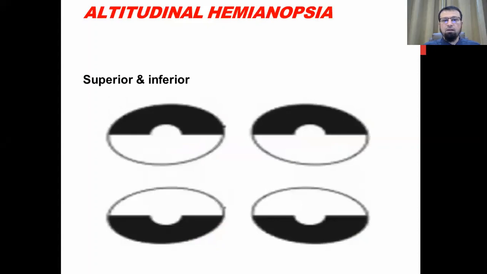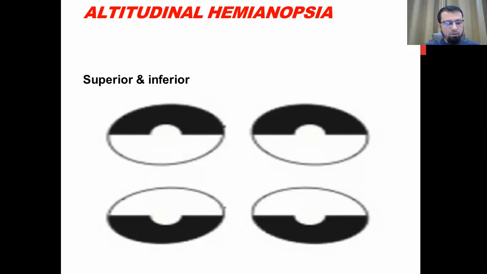This is called altitudinal hemianopsia, which could happen in the superior part. The patient cannot see the whole superior part when their eyes are fixed on you. They cannot see upper, or they cannot see lower. And we said, the patient who cannot see the upper part of the visual field, do you remember where the lesion is?